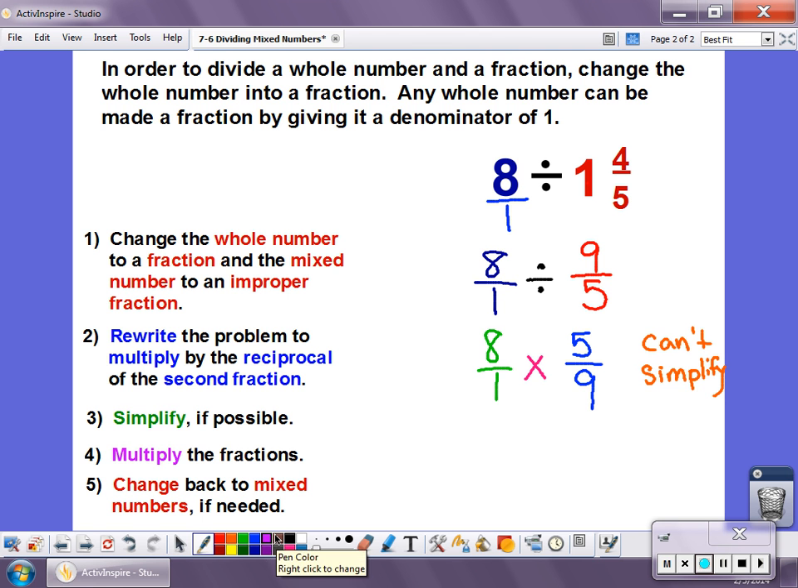So 8 times 5 is 40. 1 times 9 is 9. So I have 40 over 9. And now my last step is to put it back as a mixed number. I know that 40 can be divided by 9 four times with 4 left over. So 4 and 4/9 is my final answer.